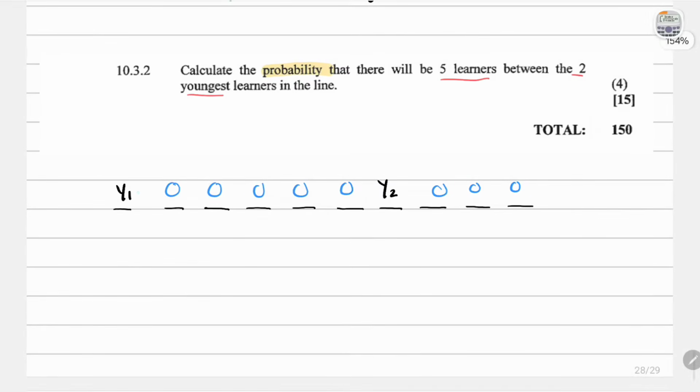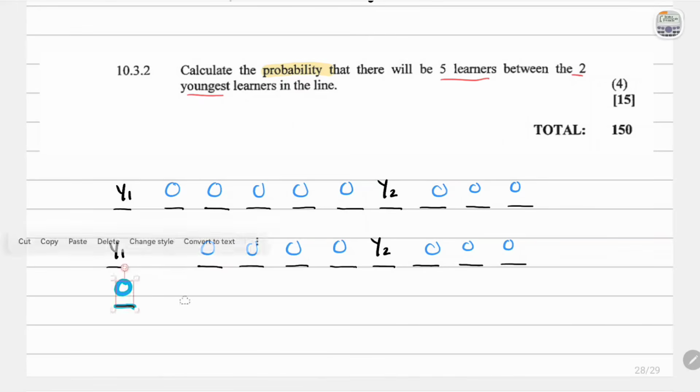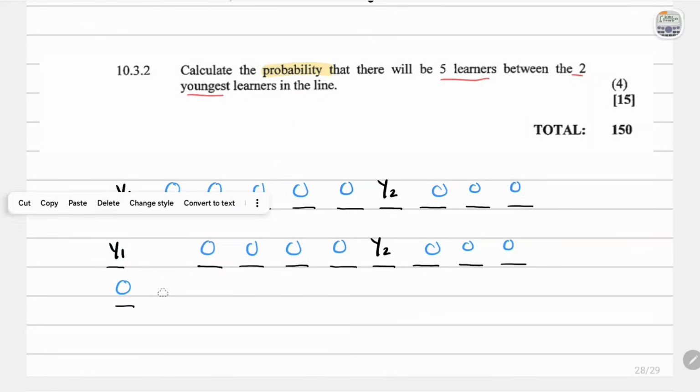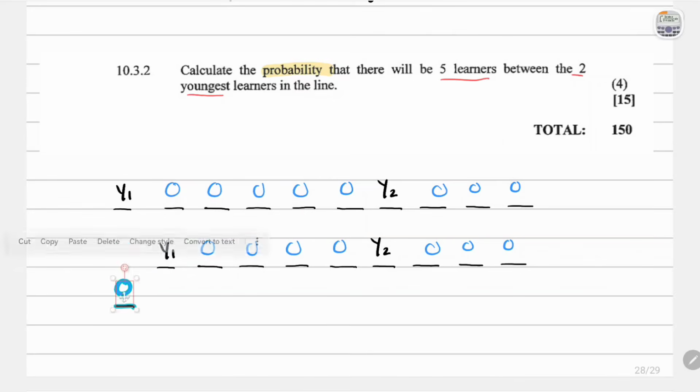Okay, so looking at these placements, we could have it looking like this. Or another way that they could be placed would be like this. So in this case, youngest learner 1 could sit here instead. So instead of this learner being here, or any learner really, doesn't have to be that particular learner, a youngest learner could be there, the first one. And then the second one, there has to be 5 learners in between them. So second way that could also happen would be like this.